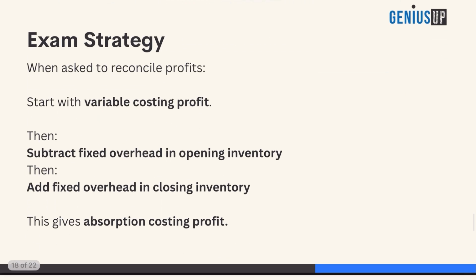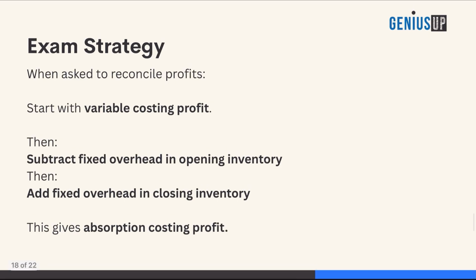So exam strategy: when you are asked to reconcile profits, start with variable costing profit, then subtract fixed overheads in opening inventory, then add fixed overheads in closing inventory, and you're going to get your absorption costing profit, right? So this is the exam strategy.